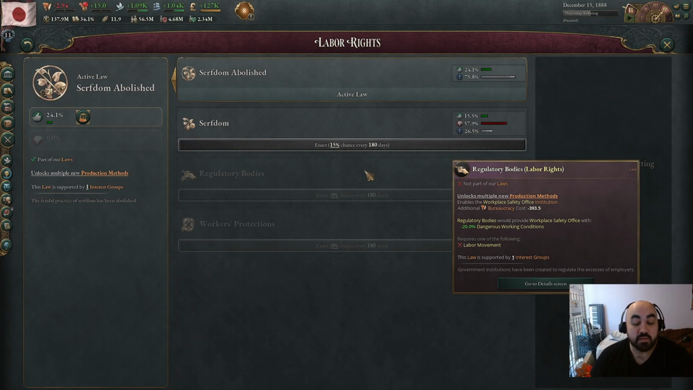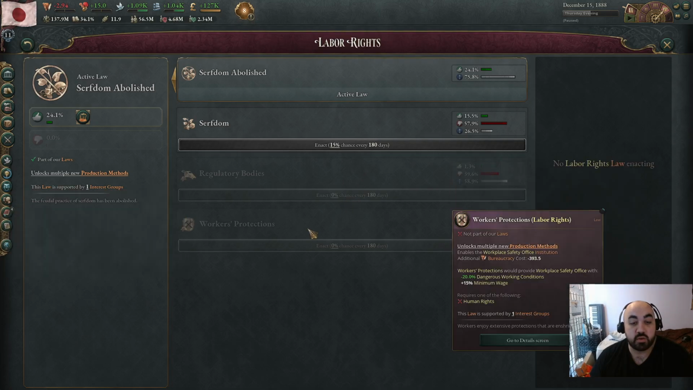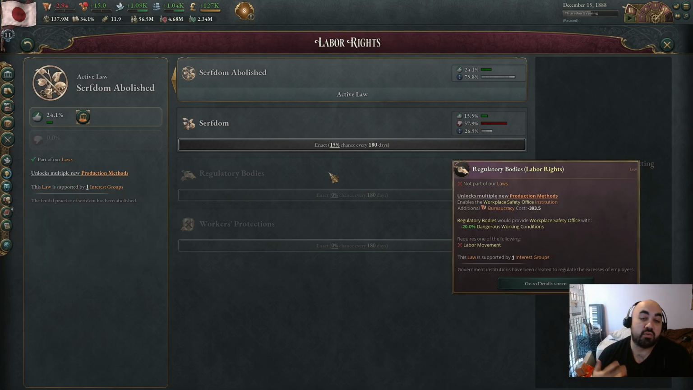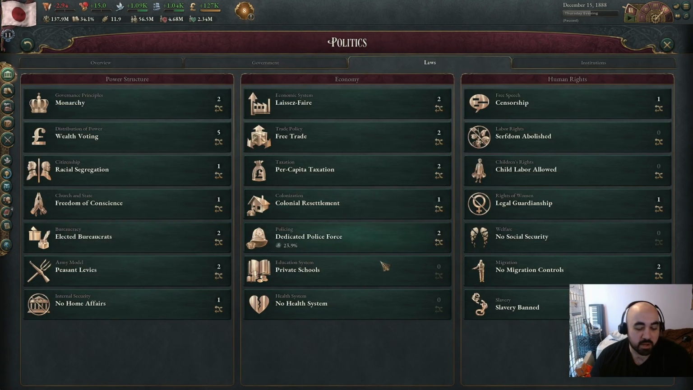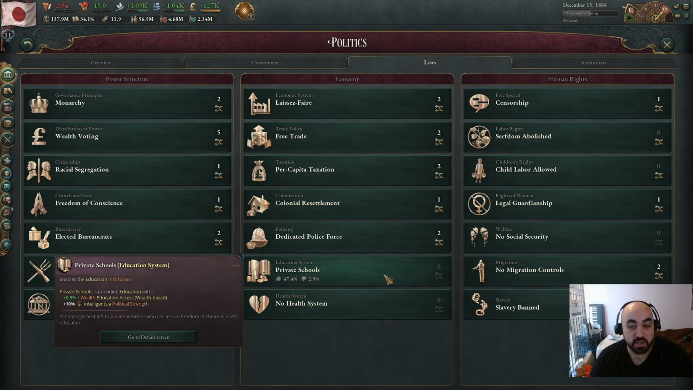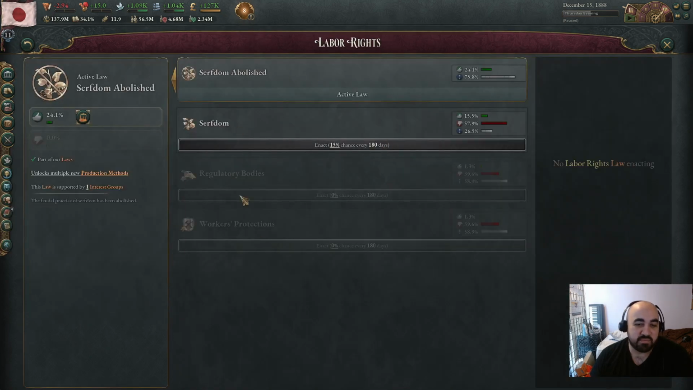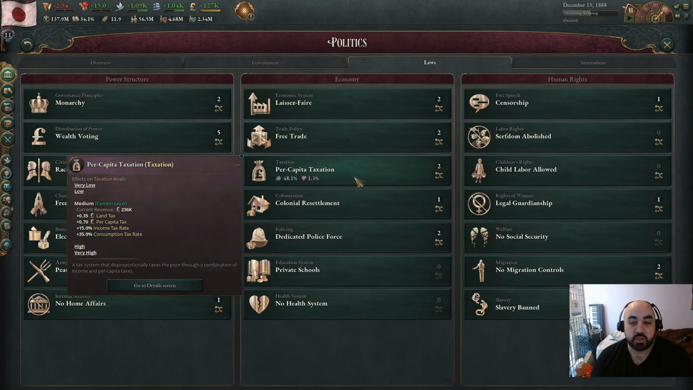There's also negative event chains for not having regulatory bodies or workers' protections. And so generally, if you get this negative event chain, the workers strike, you just promise to pass regulatory bodies, and then you pass it, and this is a good way of looking at things. But this is never an institution to really rush, other than maybe if you want to pick up the bonus, then it just feels free putting it in, but overall not that strong an institution, so it's not going to be much of a priority.